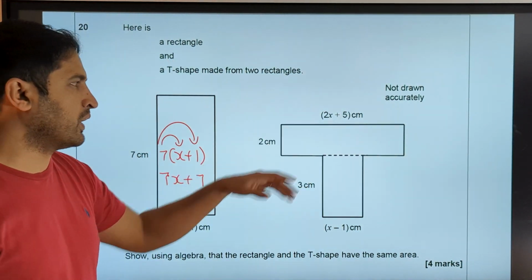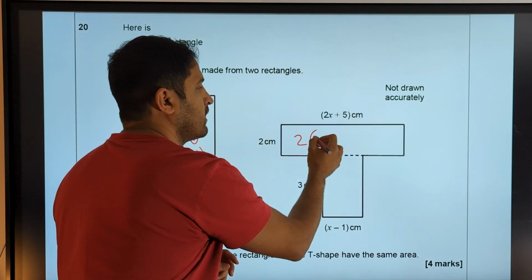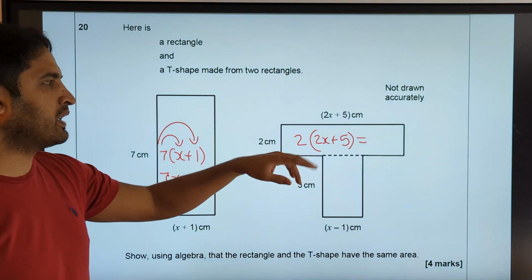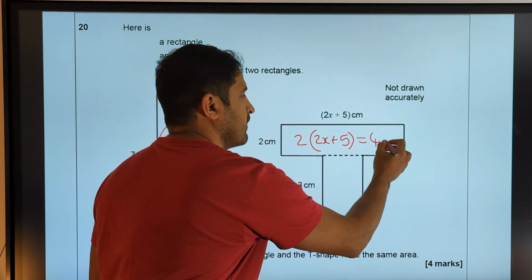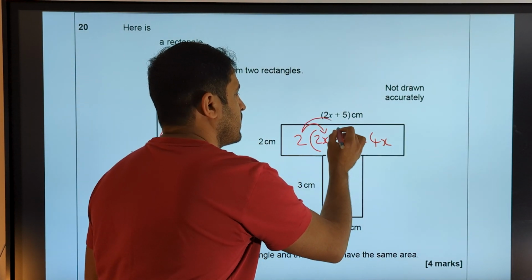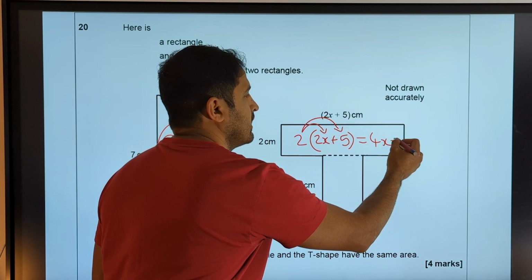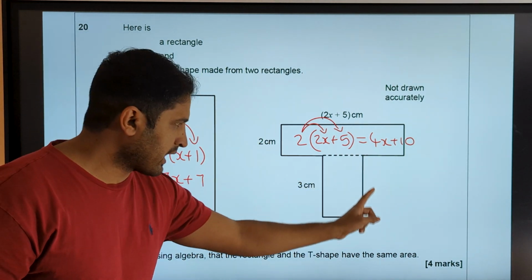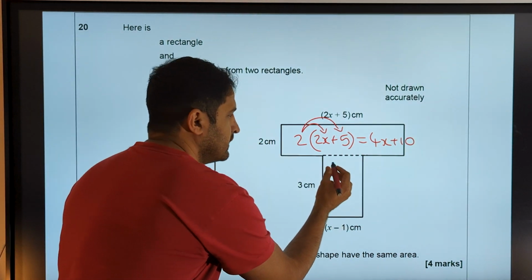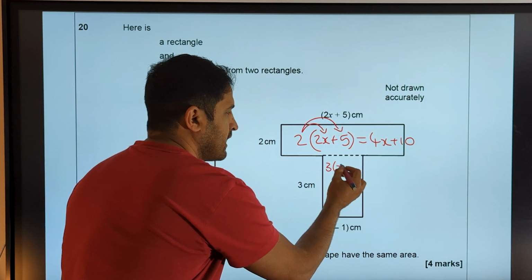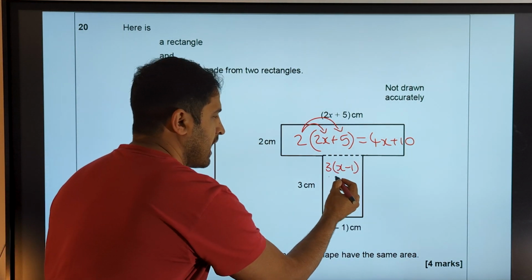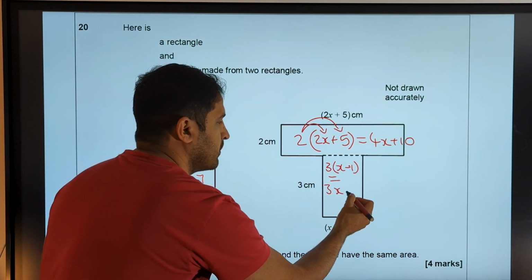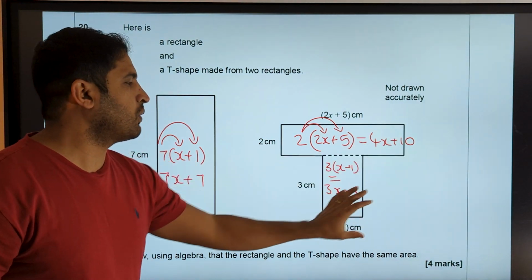Work out the area of this one here. So multiplying 2 by 2x plus 5. Again, simplify it, write it down. 2 times 2x is 4x, and 2 times 5 is 10. So this rectangle here is 4x plus 10. Now work out the area of this rectangle. The height is 3, so you're doing 3 times x minus 1. 3 times x is 3x, and 3 times minus 1 is minus 3. Okay, so this is what we got.